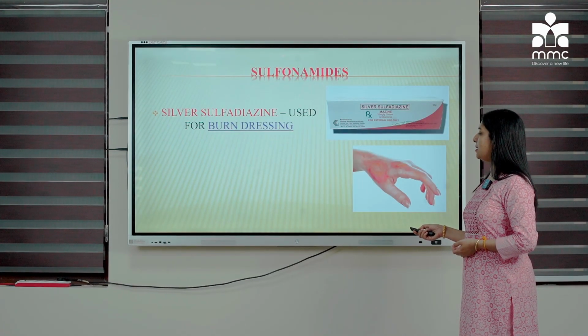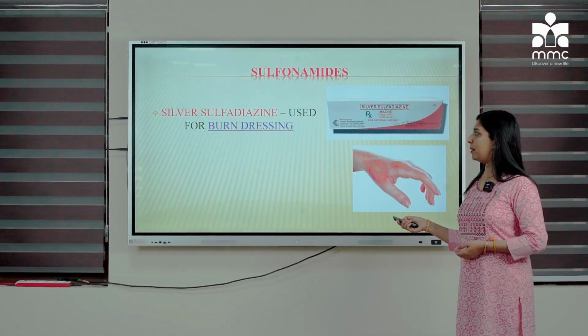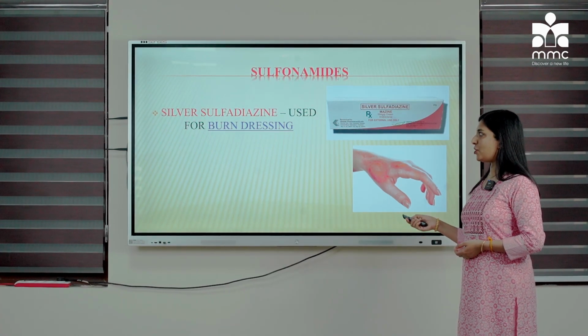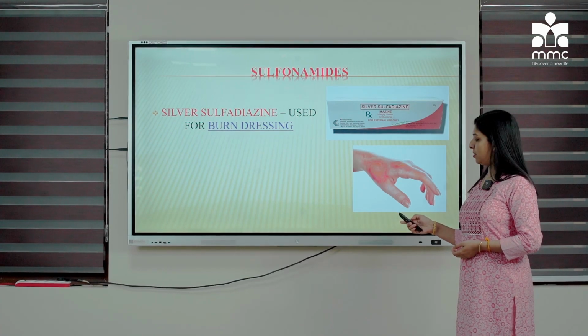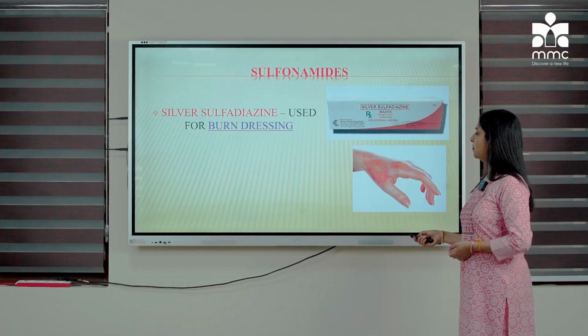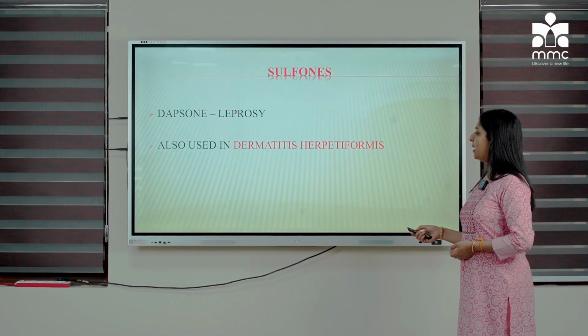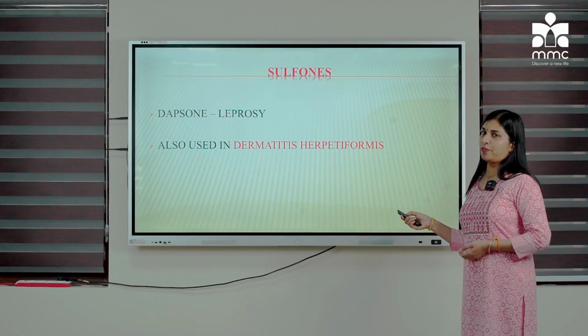Then these are the sulfonamides which are mainly used for topical application, especially burn dressing. So the drug is silver sulfadiazine. Topically, ointments are used. Then, as I have told, these also belong to the sulfa group of drugs.